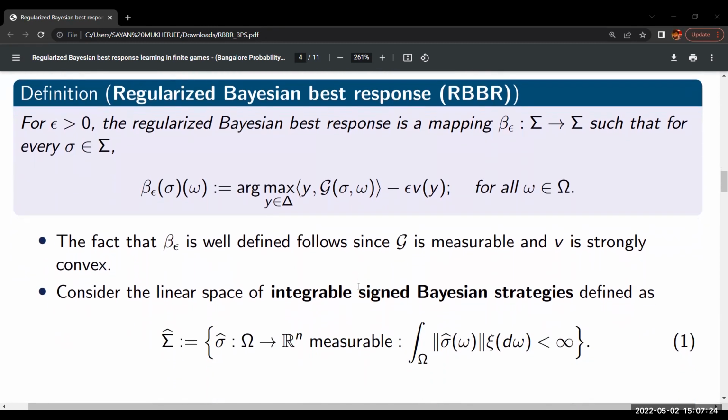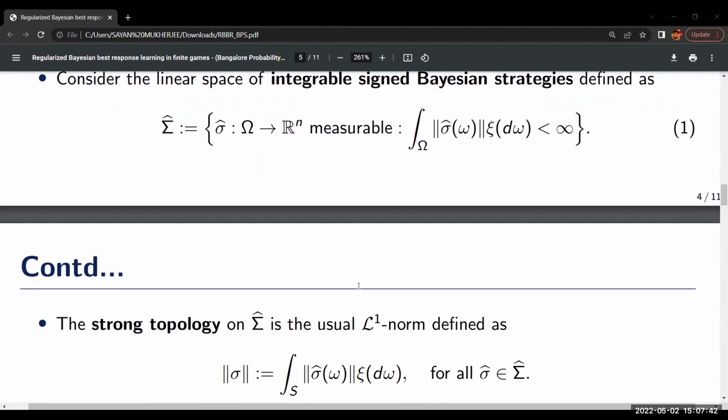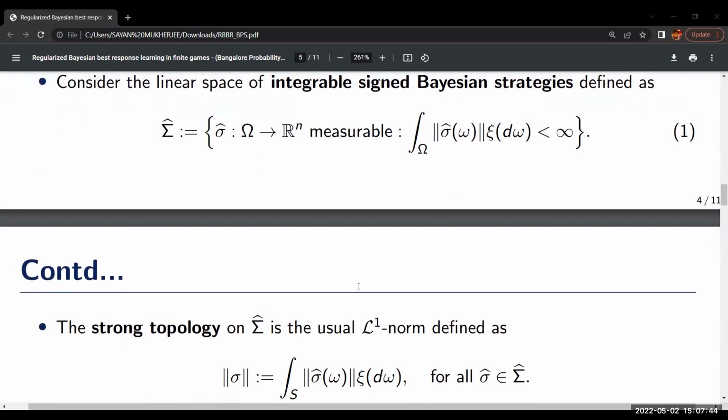Now the fact that beta epsilon is well defined follows, since G is measurable and V is strongly convex. Now the main target is to define a dynamic on the space of Bayesian strategies. So we require an underlying linear space structure. That's why we will consider the space of integrable signed Bayesian strategies to be the L1 functions from omega to R^n.